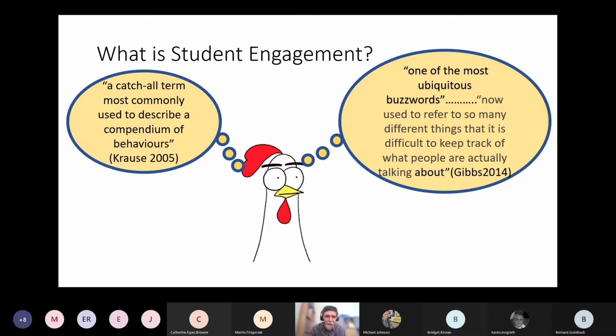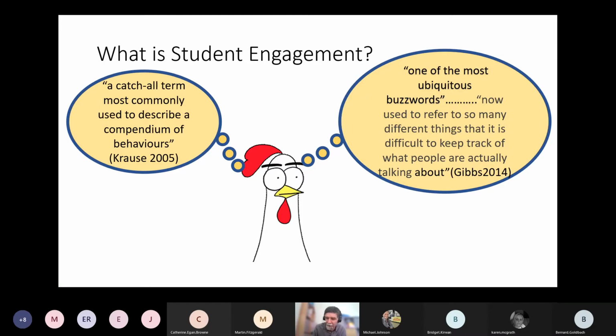You can see a couple of quotes there around that, one from Krauss and another from Gibbs: a catch-all term most commonly used to describe a compendium of behaviors. Or as Gibbs puts it, one of the more ubiquitous buzzwords now used to refer to so many different things that it's difficult to keep track of what people are actually talking about. So before going any further with student engagement, I think the first task really is to sort out, well, what are we talking about when we're talking about student engagement? What is student engagement? In what way are we looking at it? How are we considering it? How are we going to measure it?